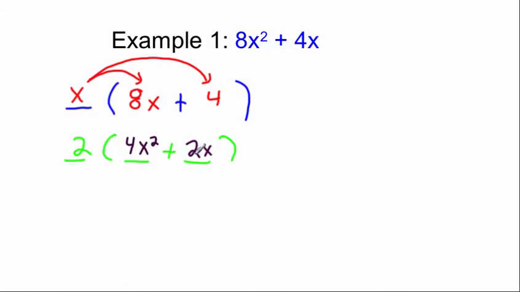Now it does look like I could have taken an x out of here as well in the second part, and even an additional 2. So maybe we could try for the greatest possible common factor. And it looks like I can only take a full x out of both of them.